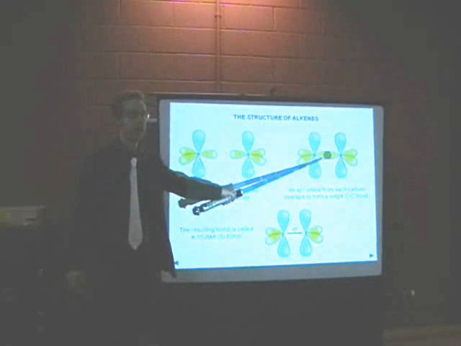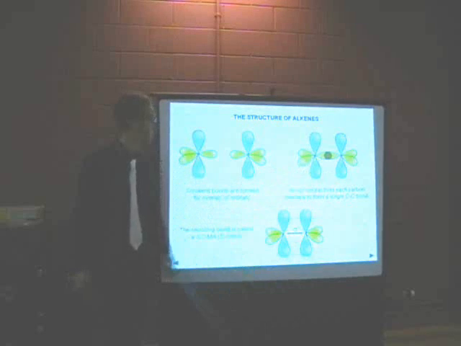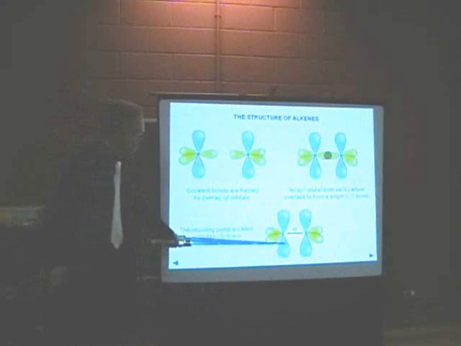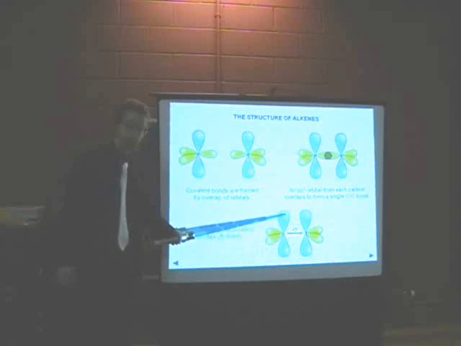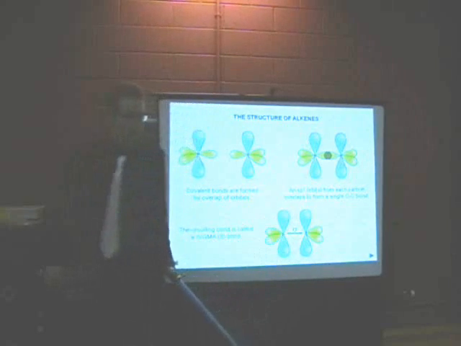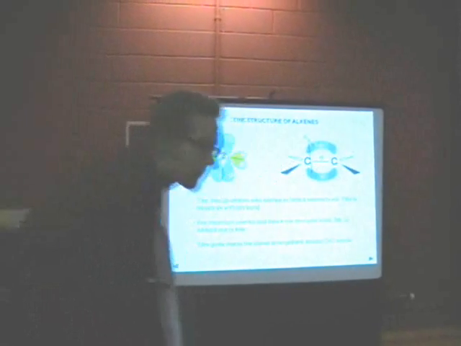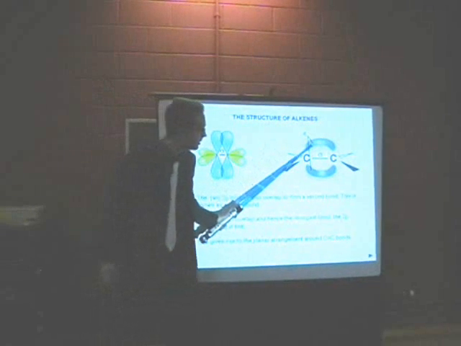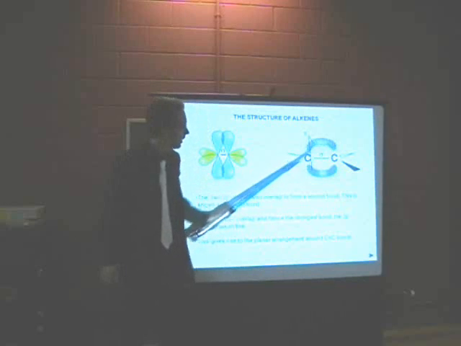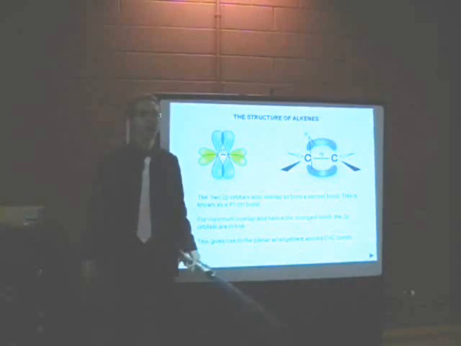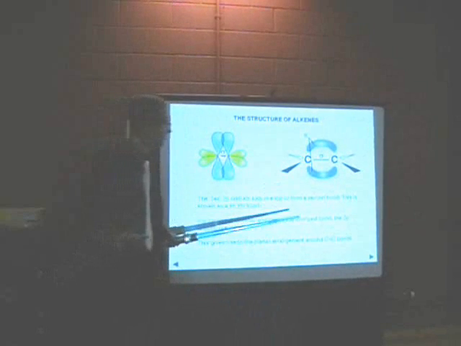Sigma, S-I-G-M-A. Okay? However, that then leaves the p orbitals here. And what can happen is those p orbitals can overlap. And what you end up with is the double bond being p orbital overlap, forming a pi bond. So let me run through that again.